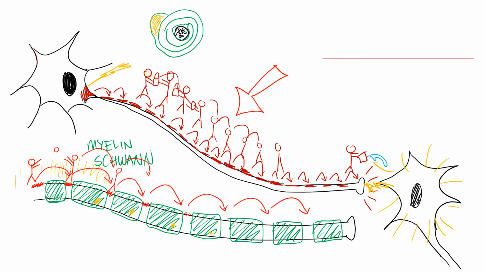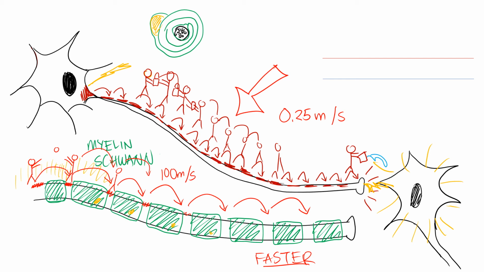So basically, you have a much faster transmission. Usually this one is around 0.25 meters per second. With this one, depending on the size of the nerve, it could be as fast as 100 meters per second. So just imagine the advantage of speed.